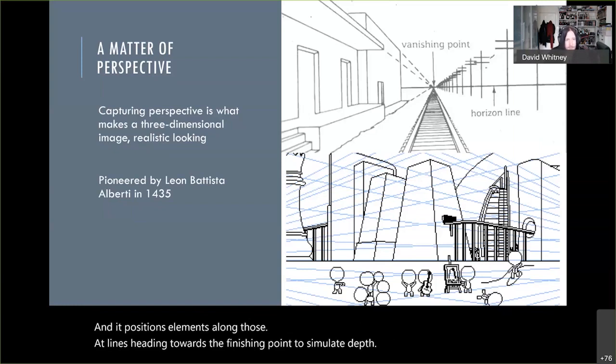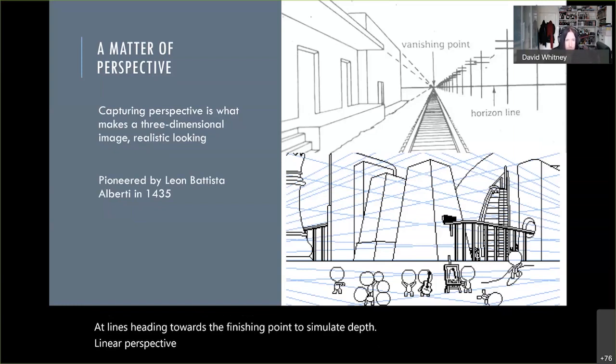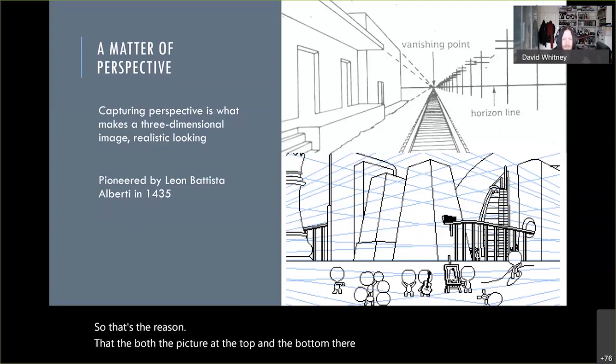Linear perspective, though, is just one kind of projection. So that's the reason that both the picture at the top and the bottom there seem 3D. It's because they're capturing perspective.